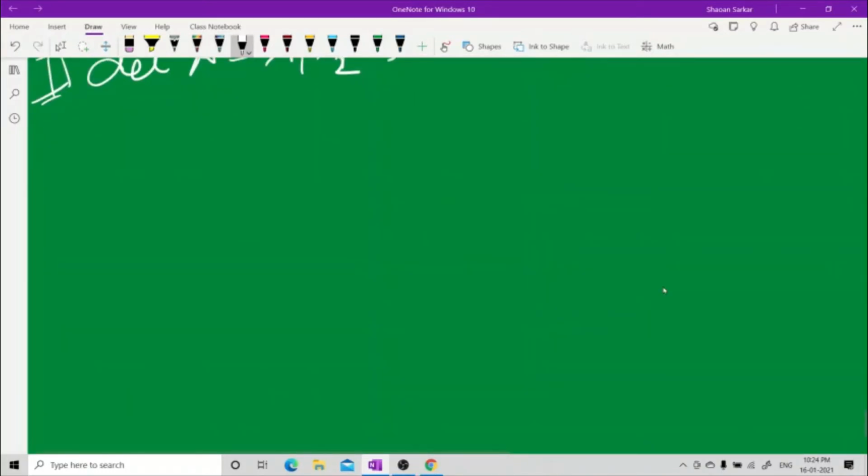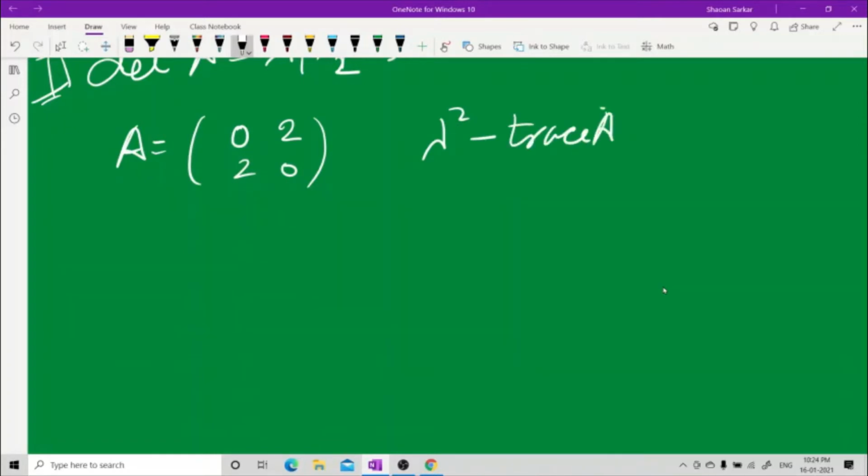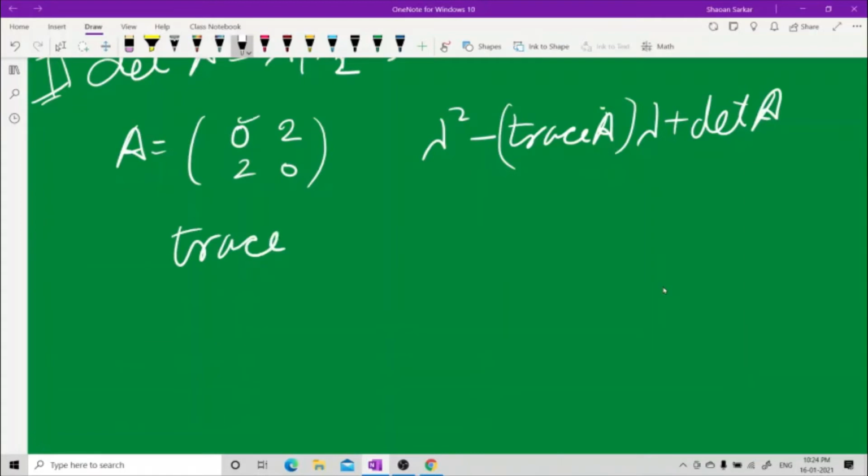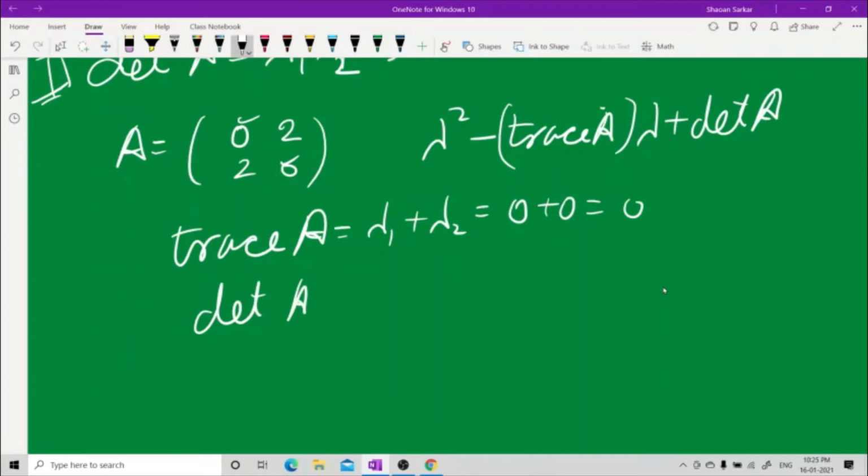The first example, just a minute. The first example is we had A equal to 0 to 0. I know the equation is lambda square minus trace A lambda plus determinant A. Now you already know trace A here is the sum of these two elements, that is trace A is lambda 1 plus lambda 2, which is basically 0 plus 0, nothing but 0. And determinant A, you can find the determinant. This is lambda 1, lambda 2.